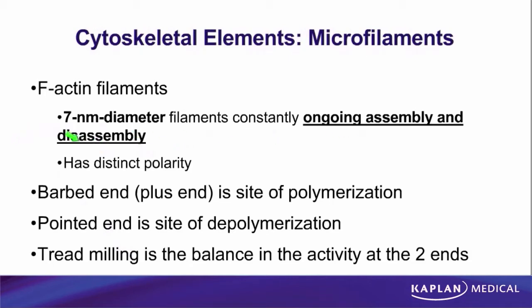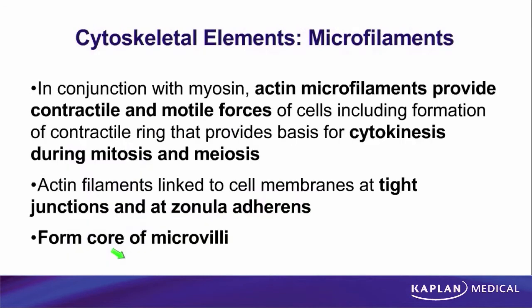So the F-actin molecules that form a filament at one moment in time will not be the same as the F-actin molecules forming that filament at a different moment in time, because they'll have had ongoing assembly and disassembly going on in the interim. Okay, so at one end it's polymerizing, at the other end it's depolymerizing. That continual process is called treadmilling. Okay?